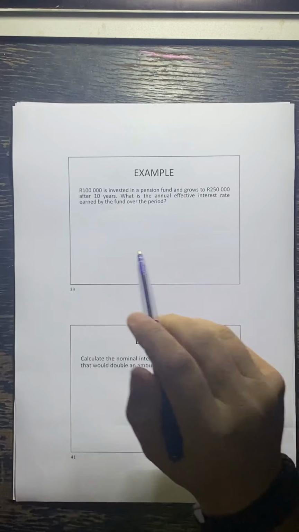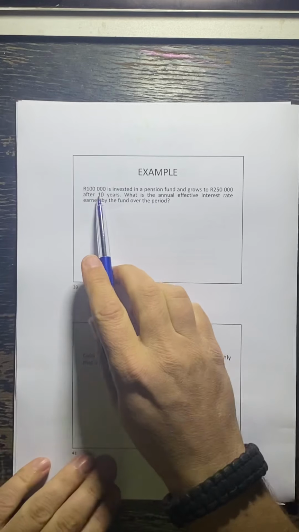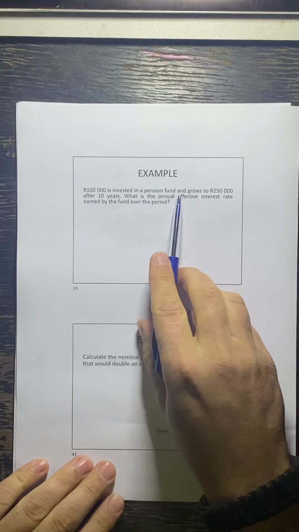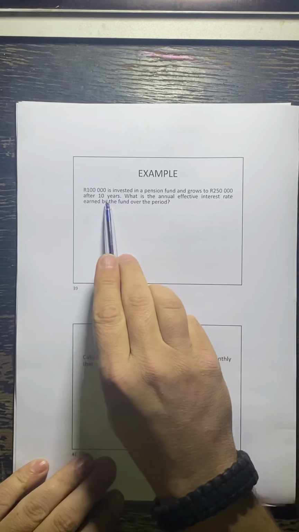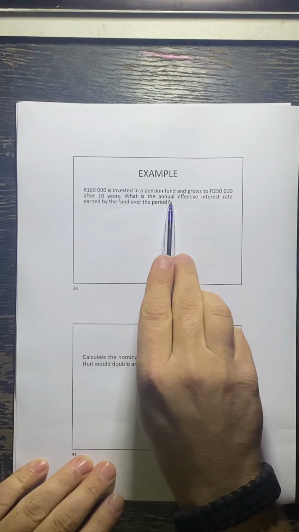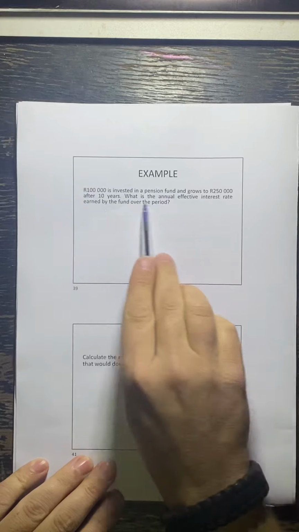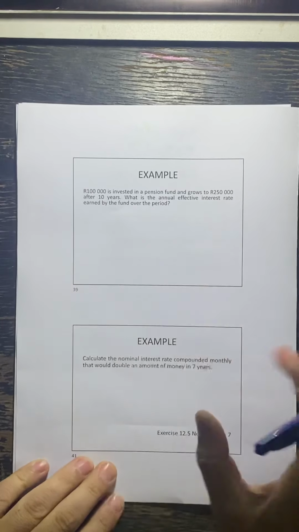Okay, going on to the next couple of examples. In example 2, they're saying here that 100,000 is invested in a pension fund and grows to 250,000 Rand after 10 years. What is the annual effective interest rate earned by the fund over the period?